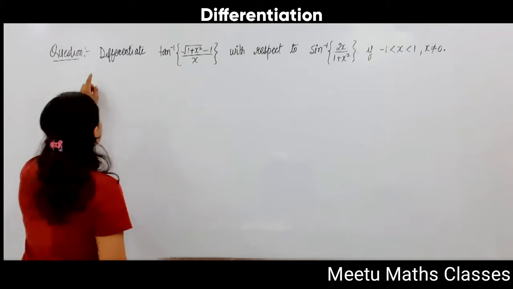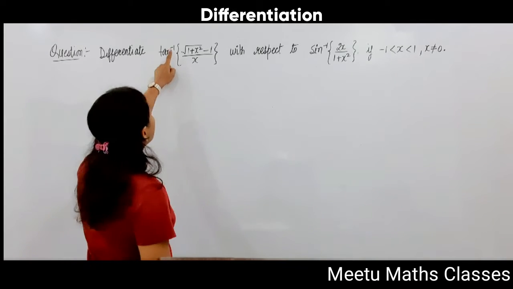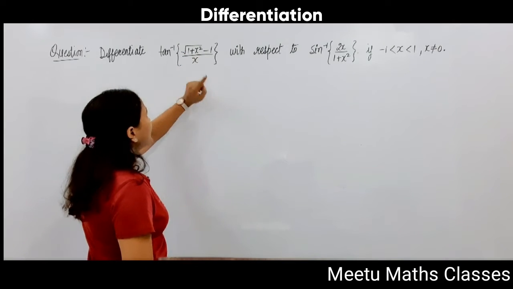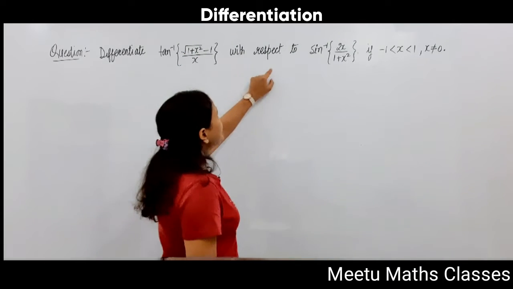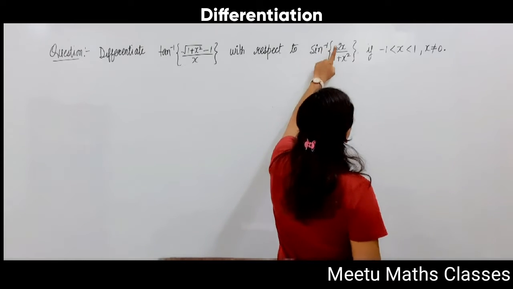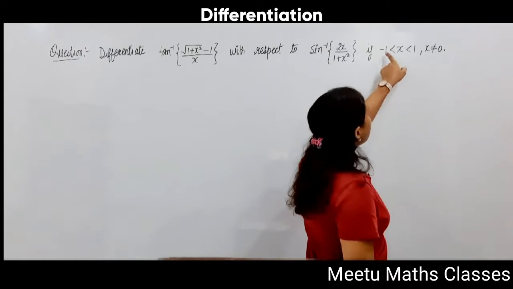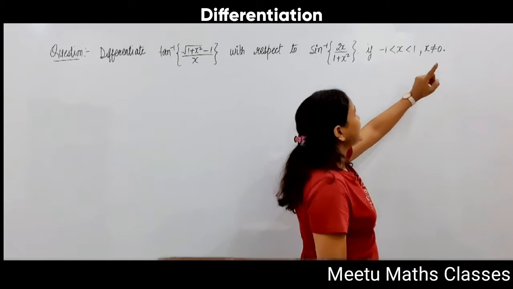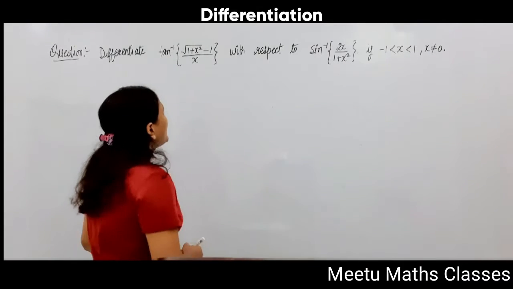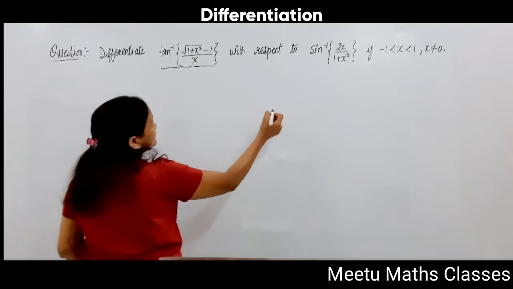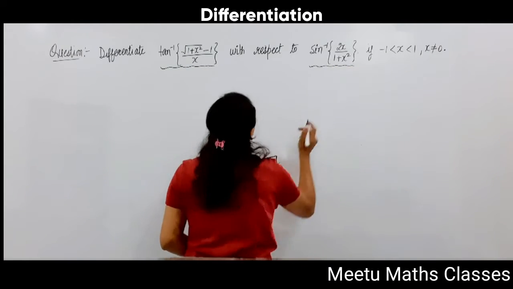Your question is: differentiate tan inverse of (square root of 1 plus x square minus 1) upon x with respect to sin inverse of 2x upon 1 plus x square, if x is lying between minus 1 to 1 and x is non-zero. So we have to differentiate this function with respect to this function.